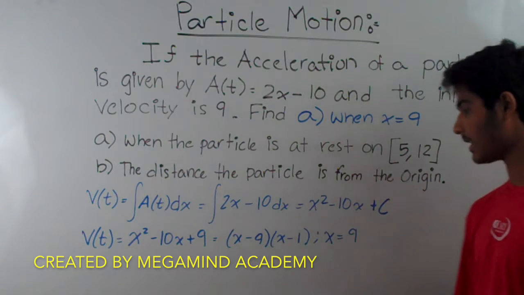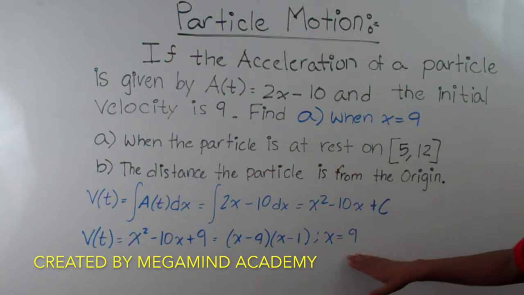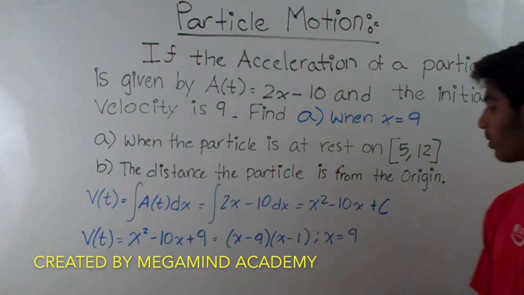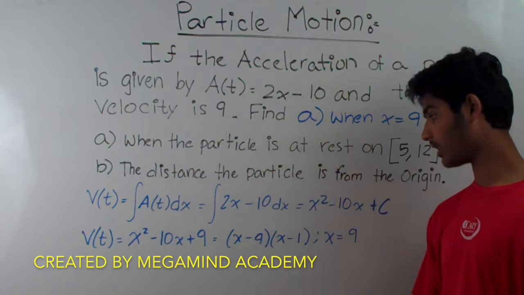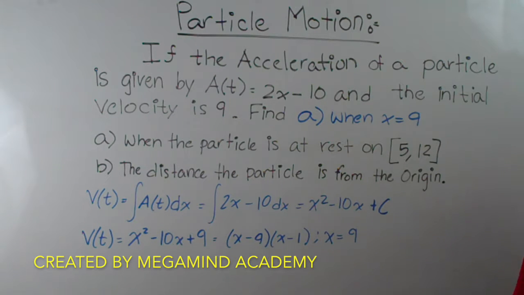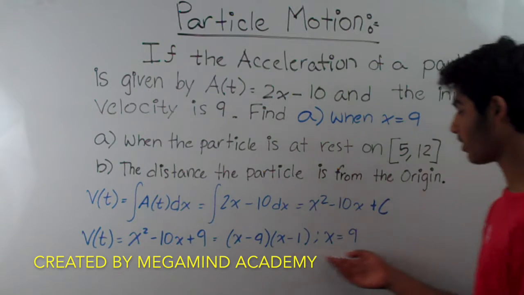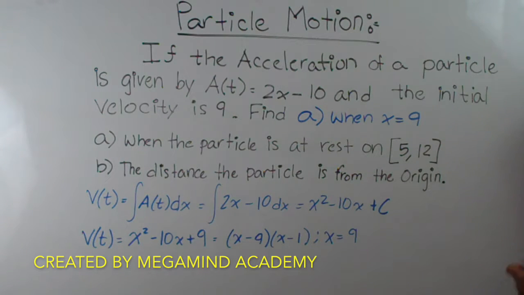So now we have to find the distance traveled by this particle when it is at rest. So we have to find the distance the particle is from the origin, and it should say when the particle is at rest. So we have x equals 9, but how do we find the distance from the origin? And how do we know where x is right now? Well, we know that the integral of the velocity function is the position function. So take a moment to go over this because now I have to erase it.